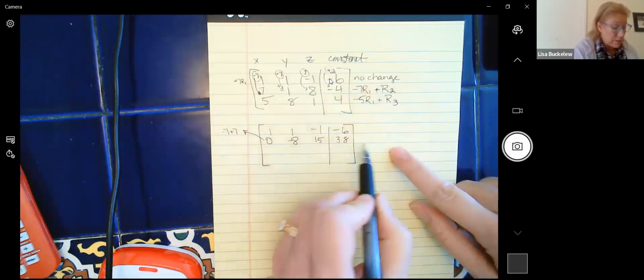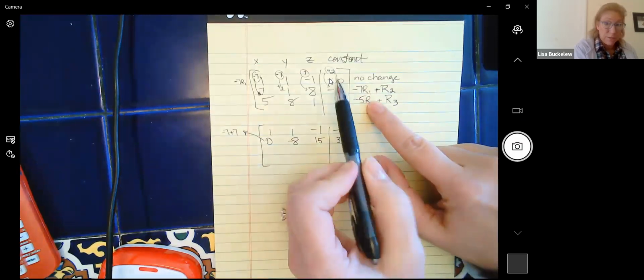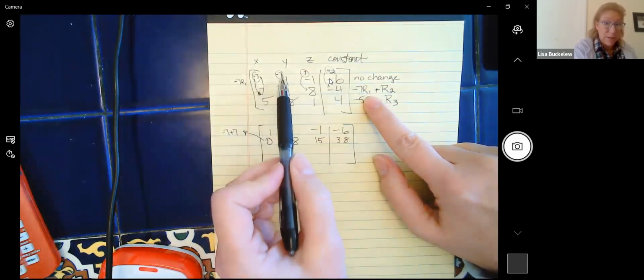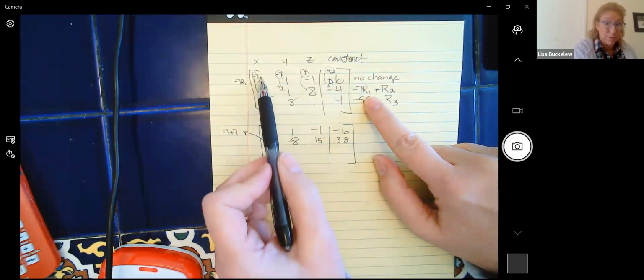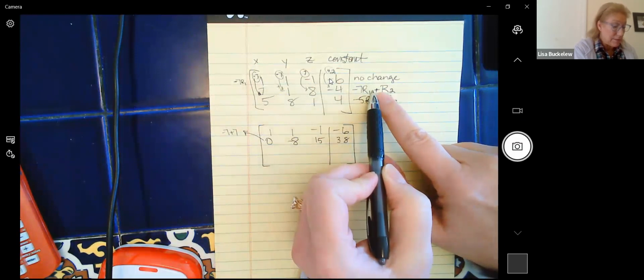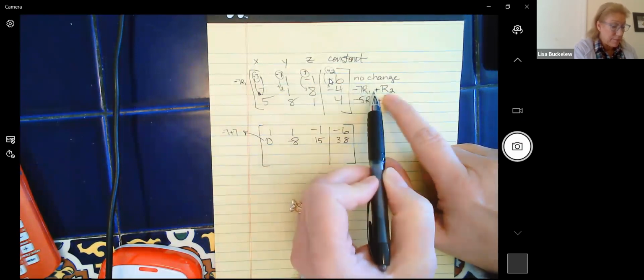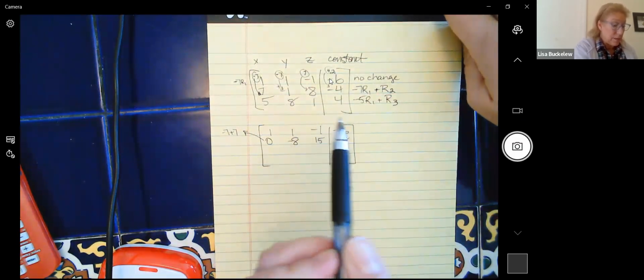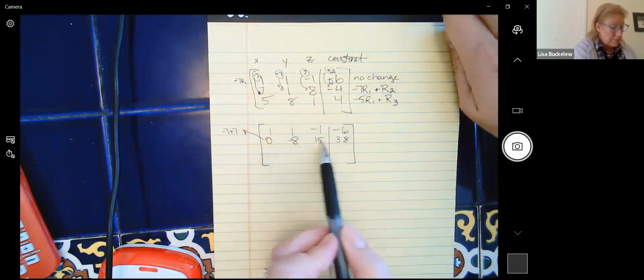That's my new row 2 that was arrived at by taking each little pair of coefficients from the first row and the second row and doing this: -7 times the top number added to the bottom number. That's what that means for every one of these. And look what this is, 0, -8, 15, 38.